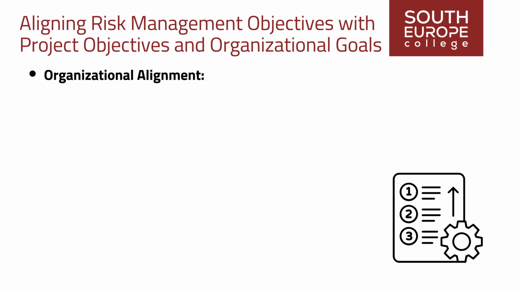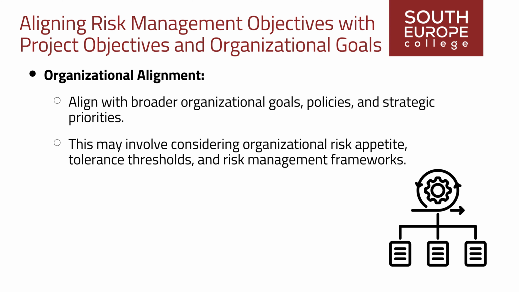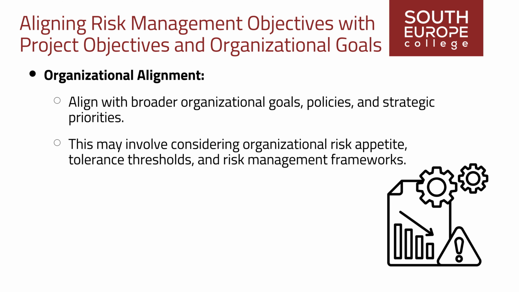Organizational alignment, ensuring that risk management objectives align with broader organizational goals, policies, and strategic priorities. This may involve considering organizational risk appetite, tolerance thresholds, and risk management frameworks. Aligning risk management objectives with project and organizational goals enhances the relevance and effectiveness of risk management activities, promoting a holistic approach to managing project risks.